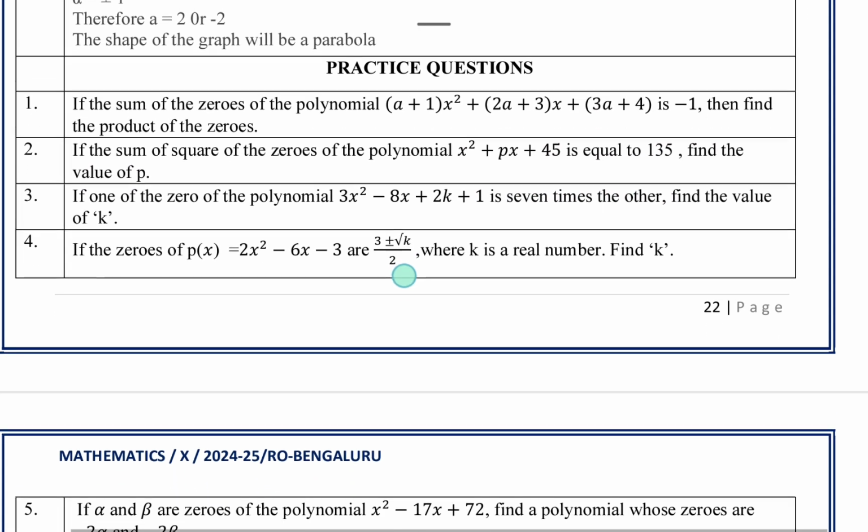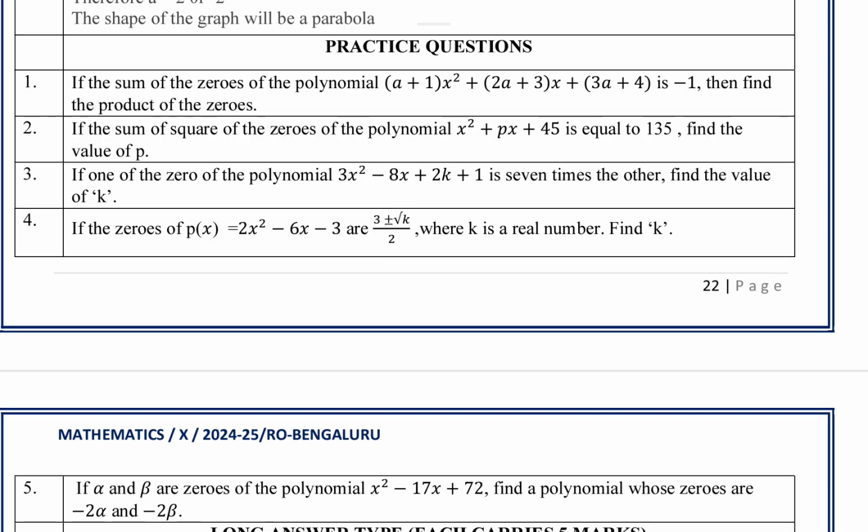Then come to the third one. If one of the zeros of the polynomial 3x square minus 8x plus 2k plus 1 is 7 times the other, find the value of k. Here the value of k is 2 by 3.